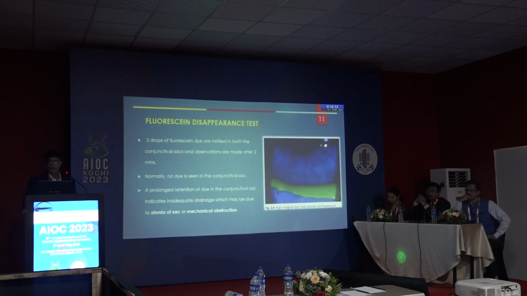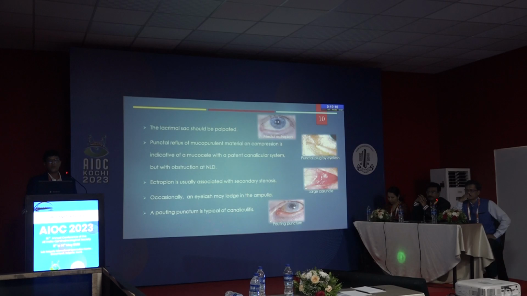So the lacrimal sac should be palpated. Punctal reflux of mucopurulent material on compression is indicative of a mucocele with a patent canalicular system but with obstruction of the nasolacrimal duct. Ectropion is usually associated with secondary stenosis. Occasionally, an eyelash may be lodged in the ampulla, and a pouting punctum is typical of canaliculitis. This is a pouting punctum, which is a sign of canaliculitis, and a large caruncle with associated canaliculitis. There is a cilia which may be plugging the punctum, and this is a case of medial ectropion.